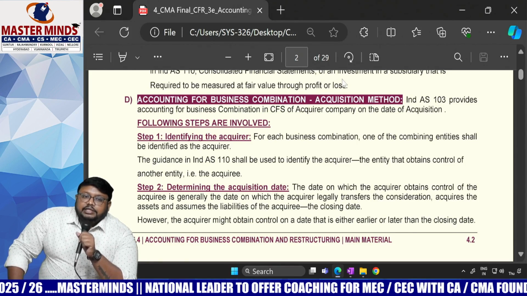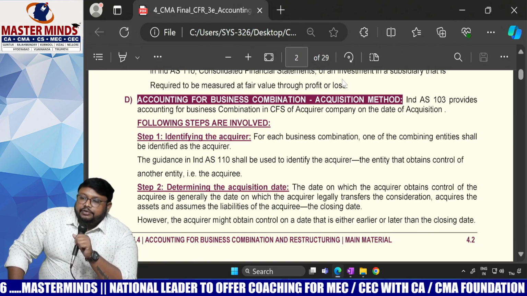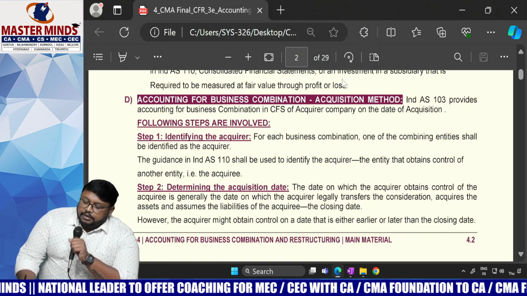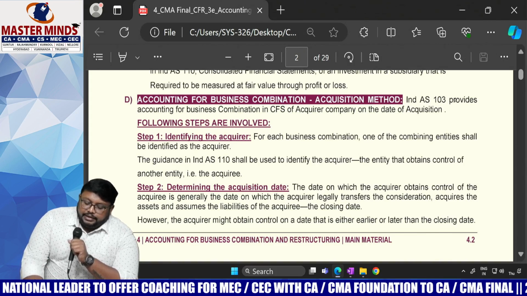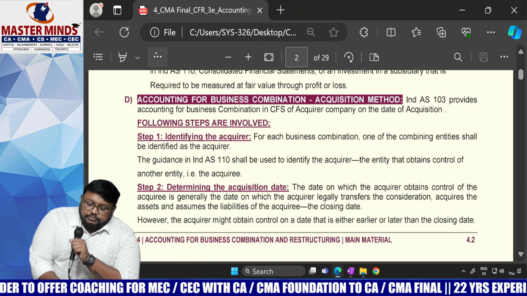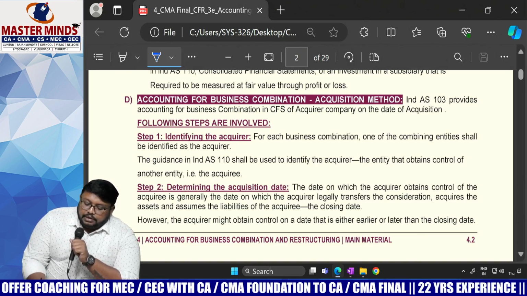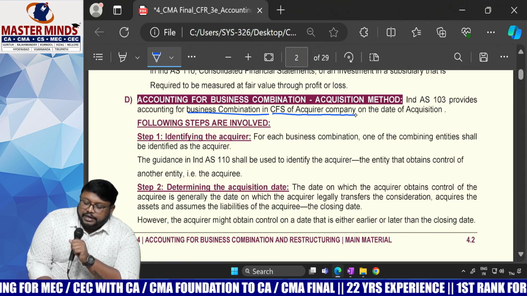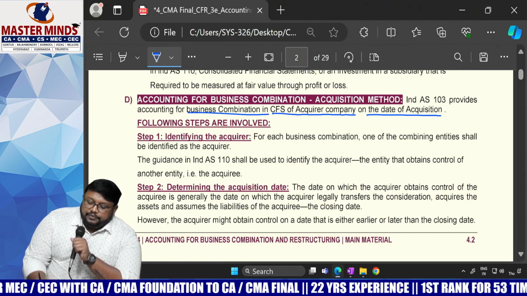So as on acquisition method, we have the steps. Same thing we are following here. First one is identification of acquirer. So Ind AS 103 provides accounting for business combination in the consolidated financial statement of acquirer company on the date of acquisition.